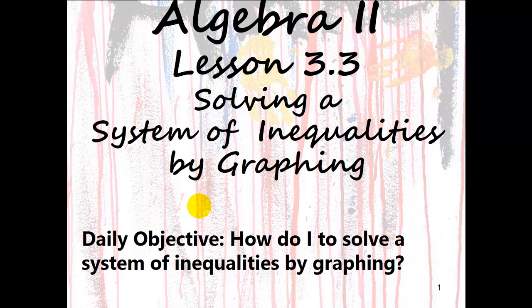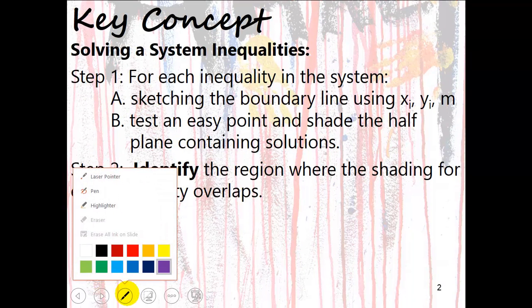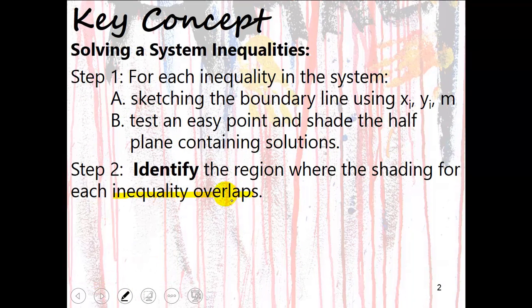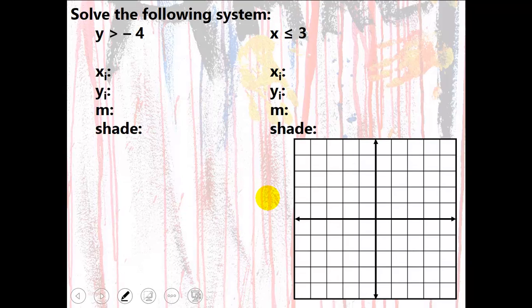So you look for where you have shading from all the pieces. Okay, where the shading overlaps. So let's start off easy and let's work into things that are a little bit more complicated. All right, I'm going to go to my pen here.